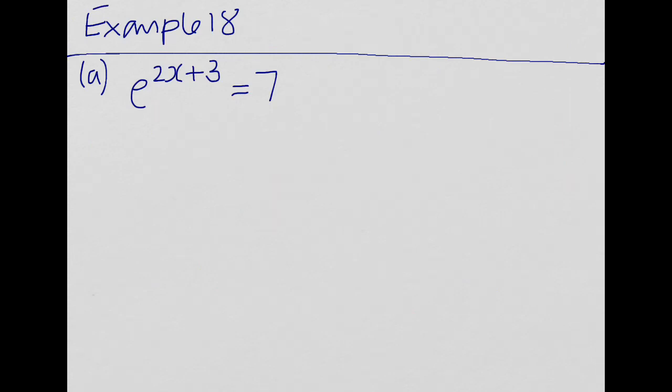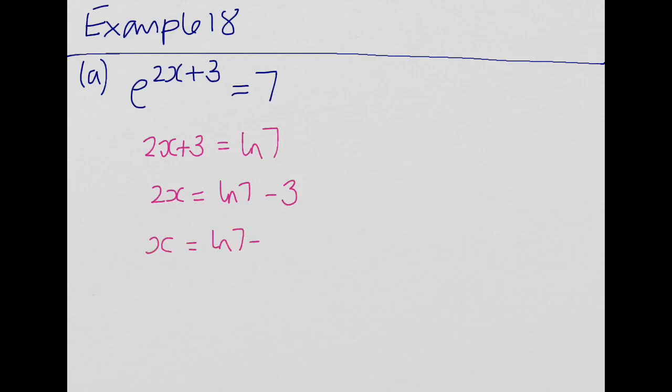So using our knowledge from the last set of examples, I know I can write this as 2x add 3 equals the natural log of 7. Okay, because if I have e to the 2x add 3, then 2x plus 3 must equal the natural log of 7. Therefore, keeping on with my solving now, it's the natural log of 7 subtract 3. And so x would equal the natural log of 7 subtract 3, and that answer all divided by 2.